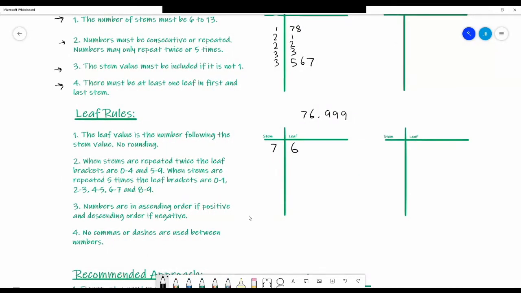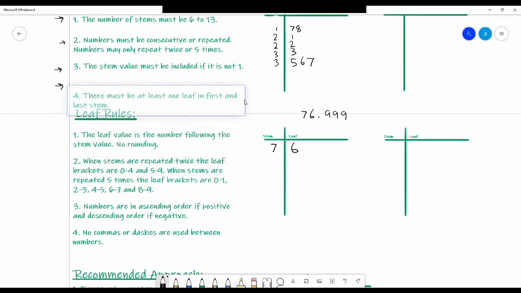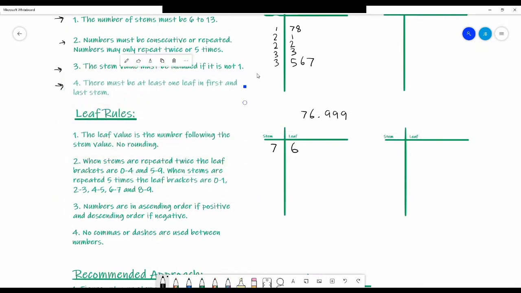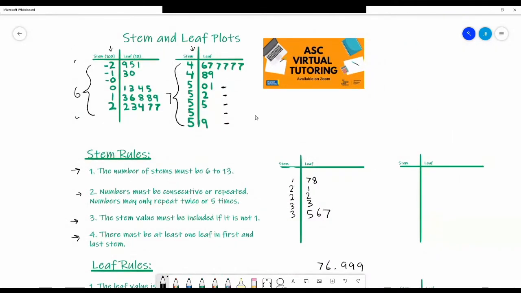Finally, the last leaf rule is that no commas or dashes are used between numbers. As you can see in our example above, there are no commas or dashes in between any of the numbers in the leaves.